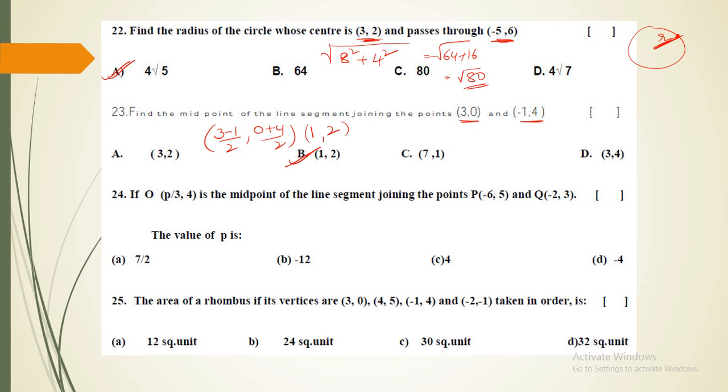Next, if P by 3, 4 is the midpoint of the line segment joining. So clearly what he has given, P by 3 is nothing but the x coordinate of the midpoint.